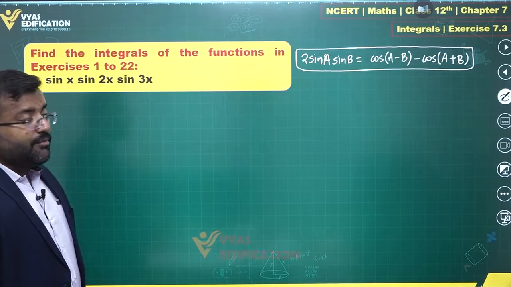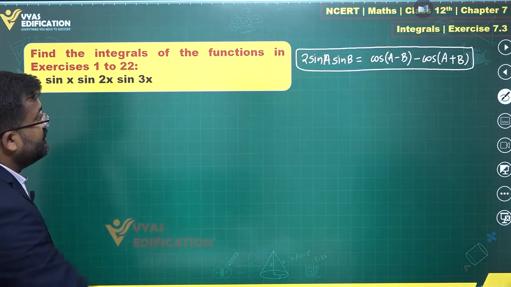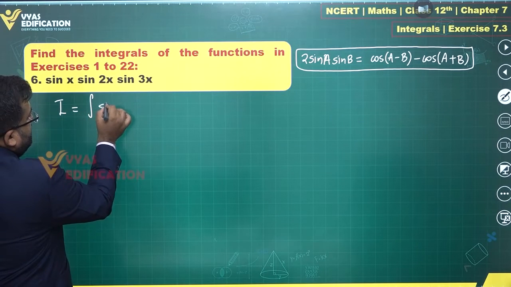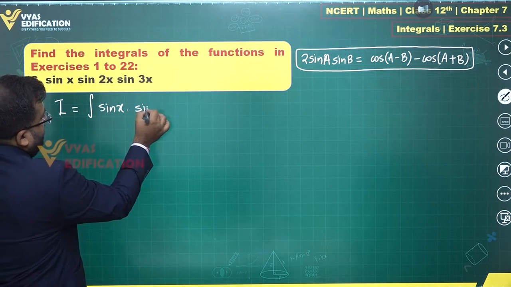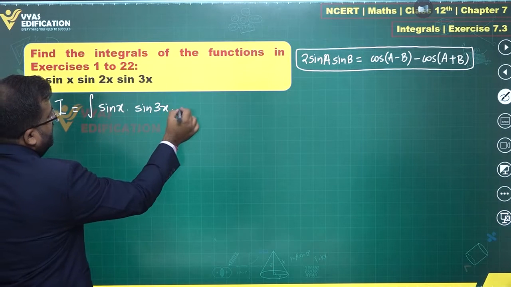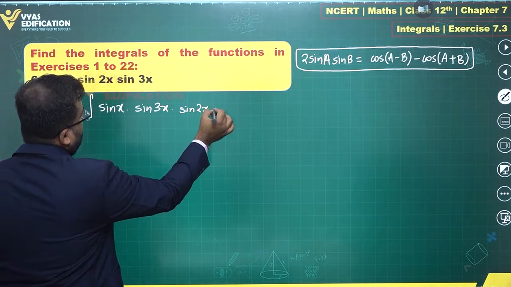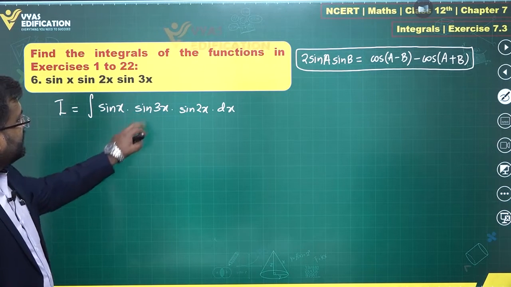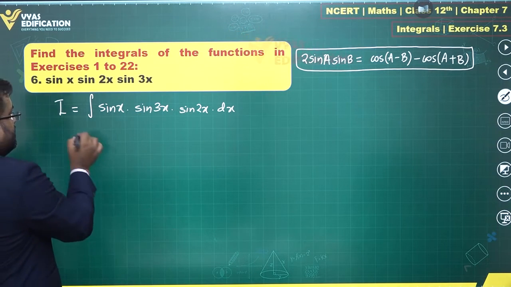That is the result that we borrowed from trigonometry, and now we'll use that result for this: I equals the integral of sine x, sine 3x. Let's bring them together. Sine 2x can remain outside, separate. And I'll combine these two. So what will that give me?